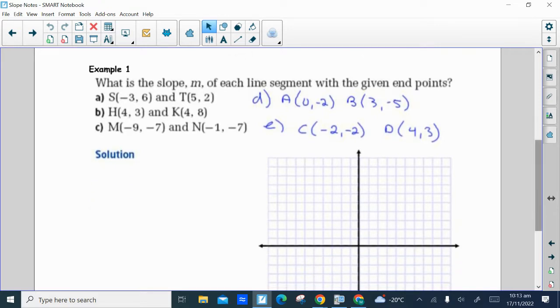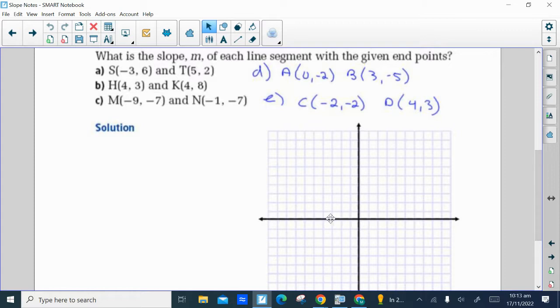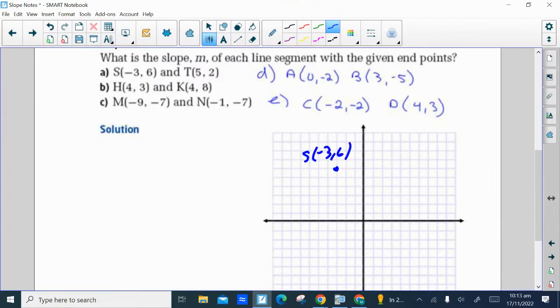So let's look at this first example. What is the slope m of each line segment with the given points? For this first one, let's do it on the grid first, and then we'll do it using the formula. We'll see that we'll get the same answer. Doing it on the grid first, point S is at (-3, 6). Whoops. Negative 3, 1, 2, 3, 2, 4, 6. So there's point S. The coordinates are (-3, 6).